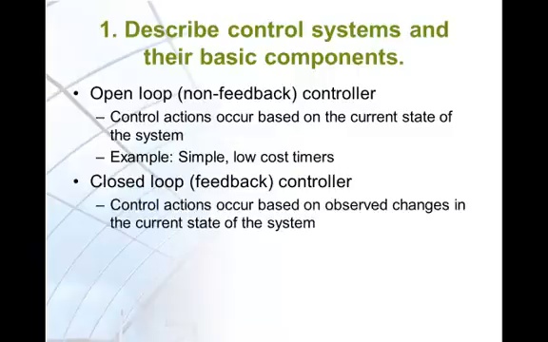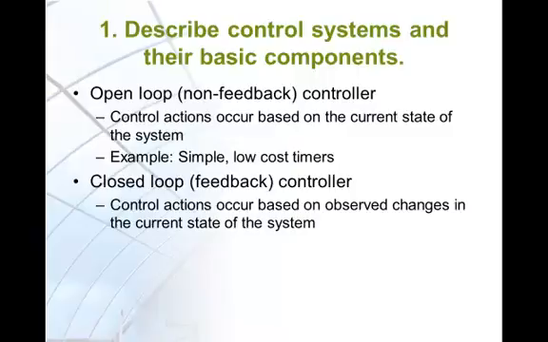With a closed-loop controller, control actions occur based on observed changes in the current state of the system. For example, instead of controlling supplemental lighting with a timer, the lighting could be controlled with a light sensor. A controller would be programmed to turn the lights on not only at specified times of day, but also when light level is below a specified threshold.